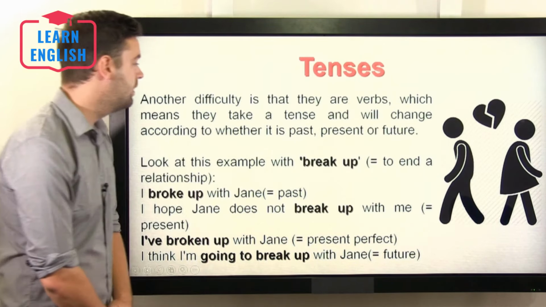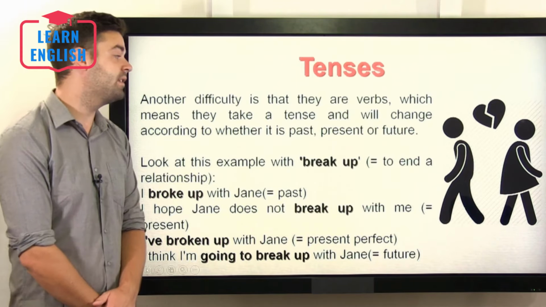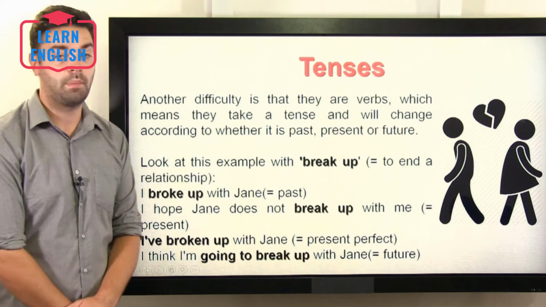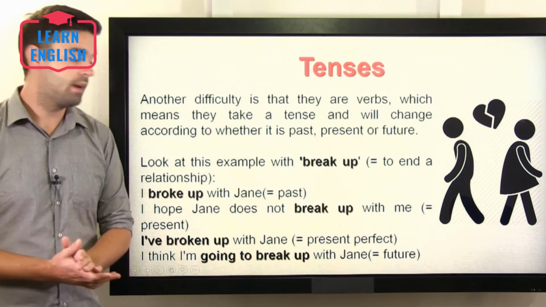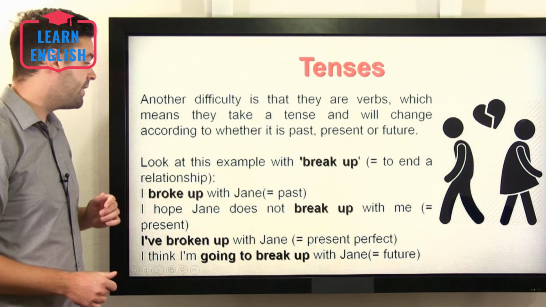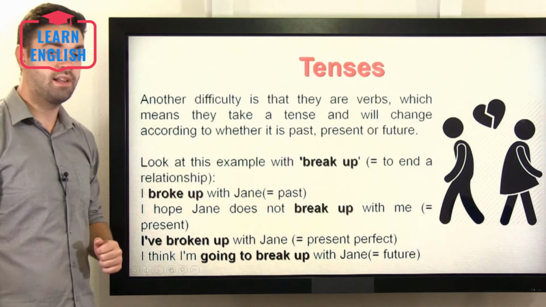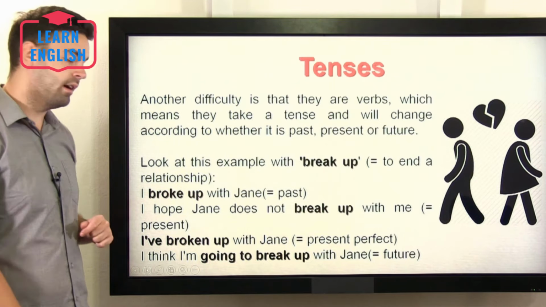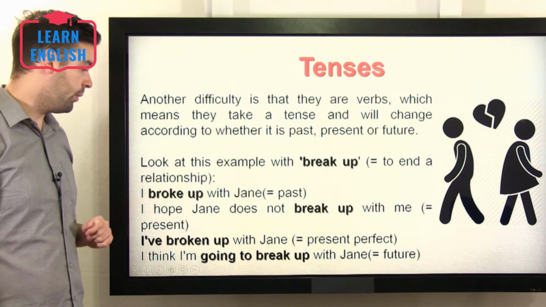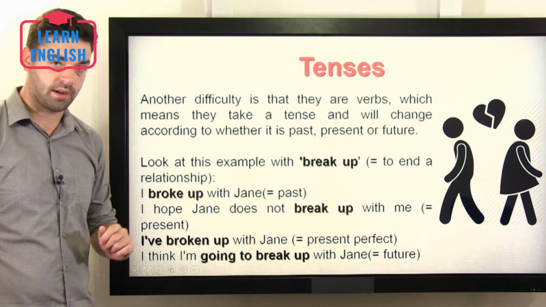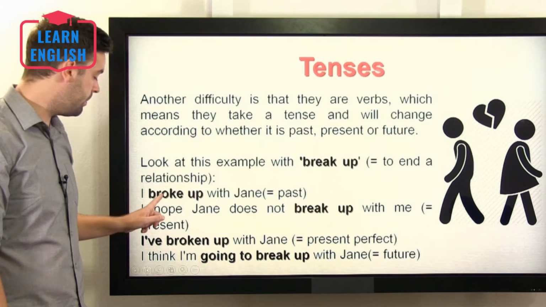So another difficulty is that they are verbs, which means that they take a tense and will change according to whether it's past, present, or future. So let's have a look at this example. We have the phrasal verb break up. And this means to end a relationship. I broke up with Jane. This changes it to the past. So we change the verb part, break, to the past, broke.